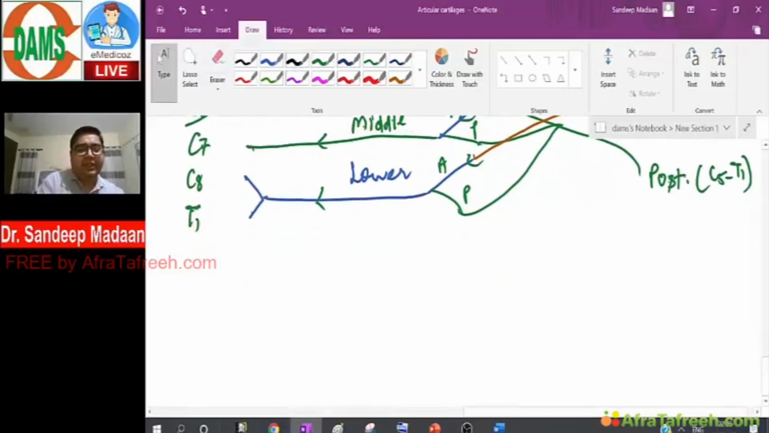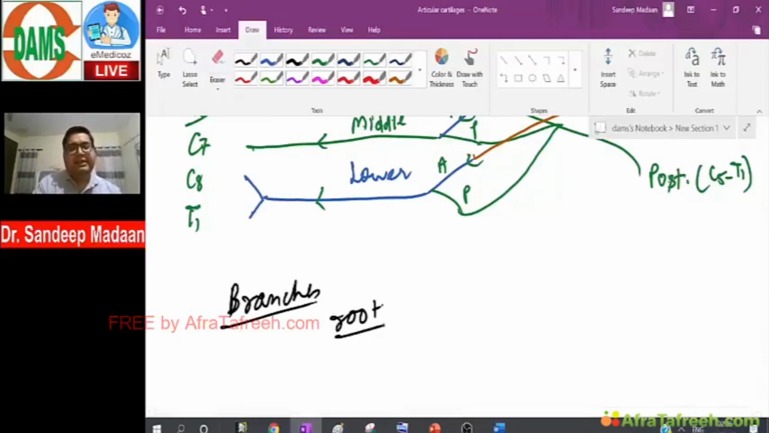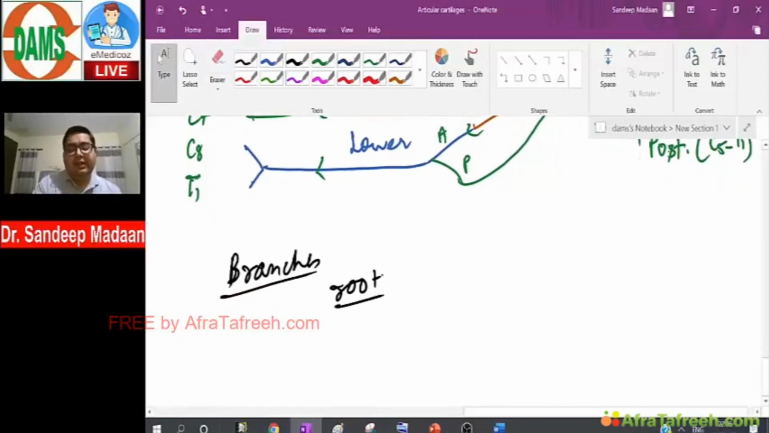Now what about the branches? Branches are given from the root level, from the trunk level, from the cord level. But remember, there is no branch from the division part. From the roots, what are the branches?